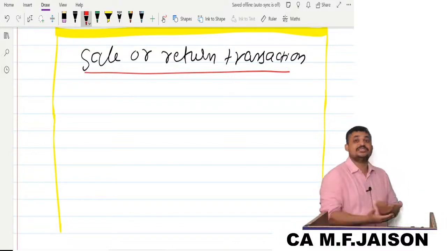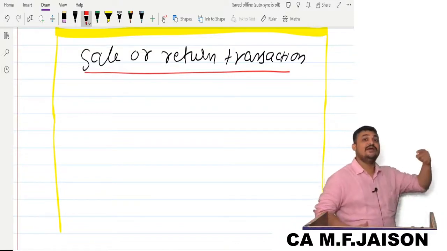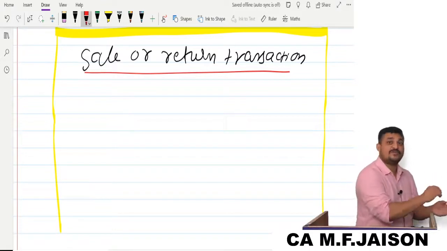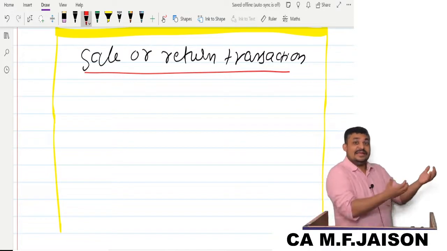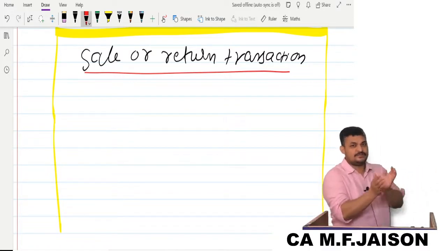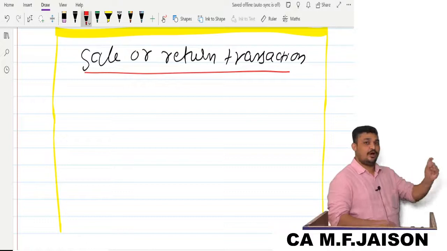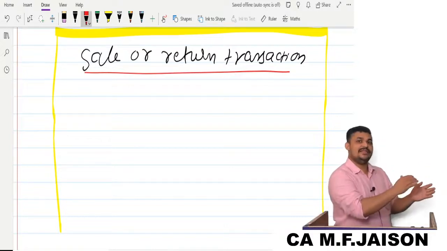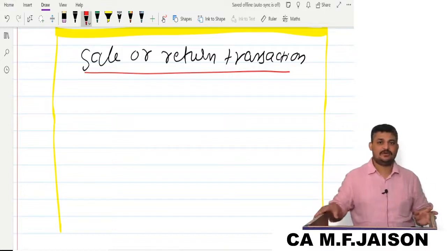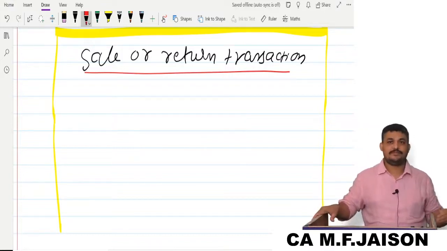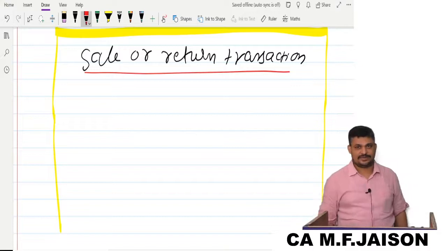So it's an arrangement where goods are just delivered to the customer for their usage, and they can retain the goods after the completion of a specific period. An option is given to the customer: either they can return the goods or retain the goods. This is the basic concept. If they retain, they have to pay money and it will be treated as a pakka sale.